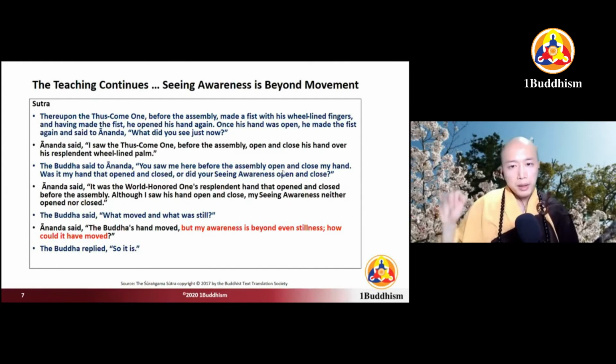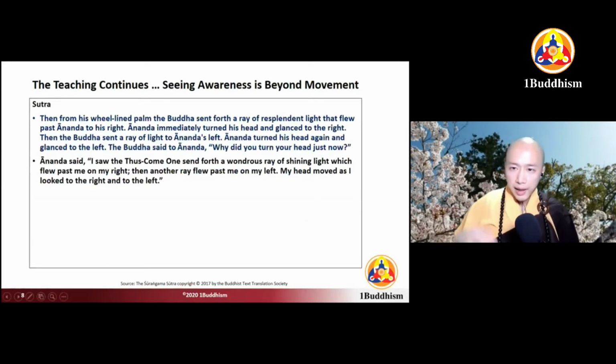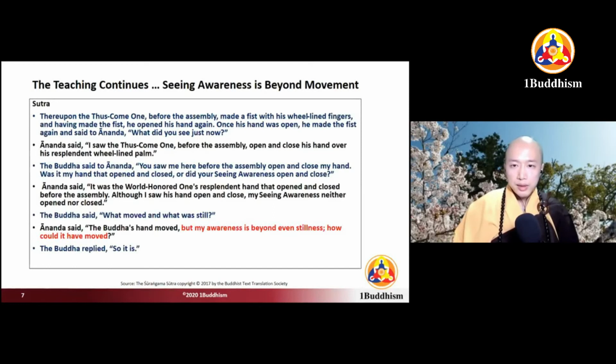the assembly, open and close my hand. Was it my hand that opened and closed, or your seeing awareness that opened and closed?" The Buddha's hand, to Venerable Ananda and to us, is an object of form, and the awareness is our subject of seeing. Please pay attention to this third point. Now, two questions here: the Buddha's hand opens and closes, or your seeing awareness opens and closes?